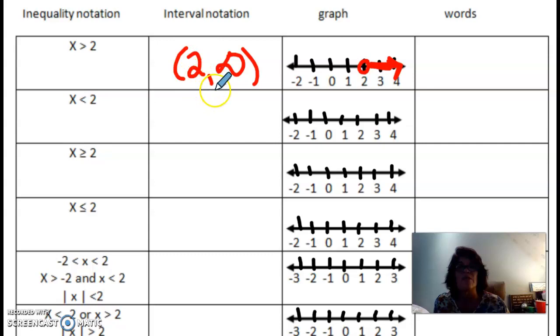You start at 2.00000000001. Okay, really close to 2, but not including 2, and you can go up to infinity. So basically what we're saying is the answers are greater than 2.